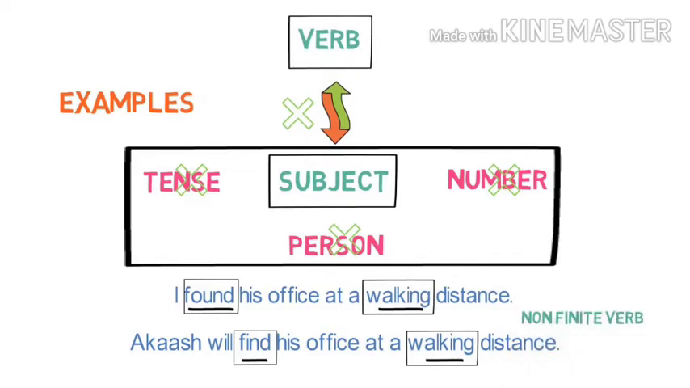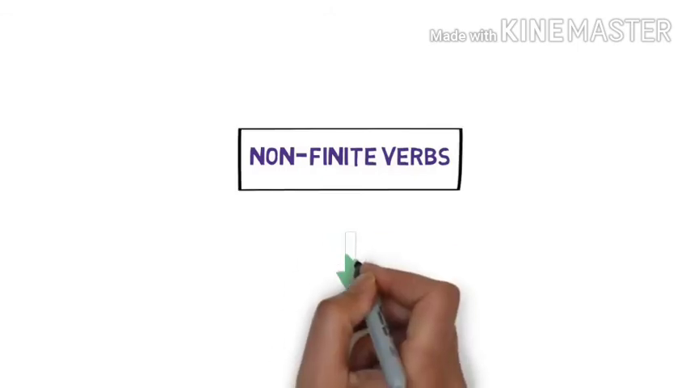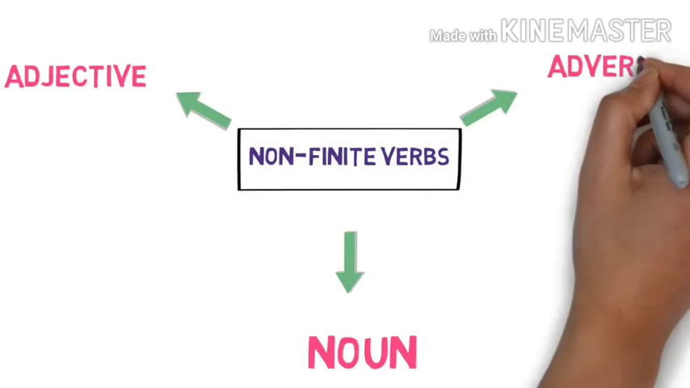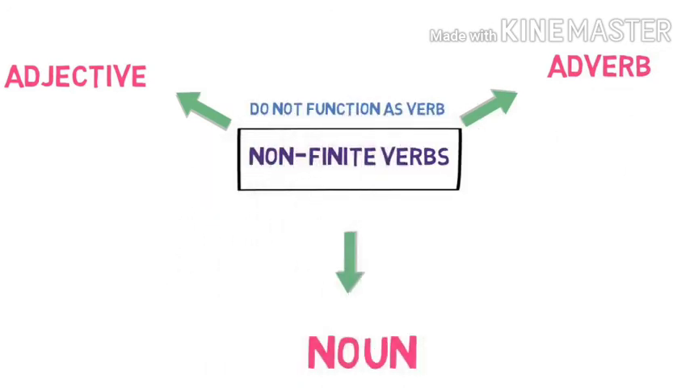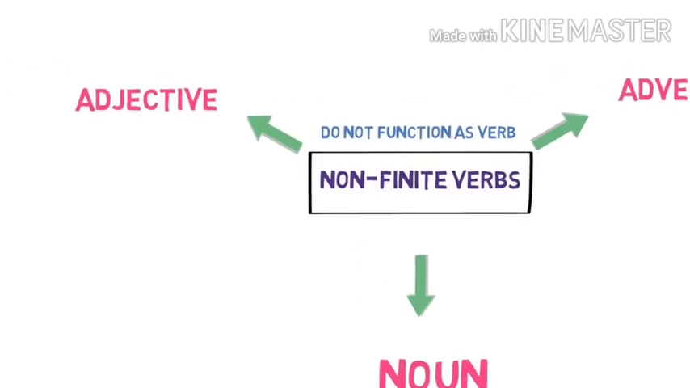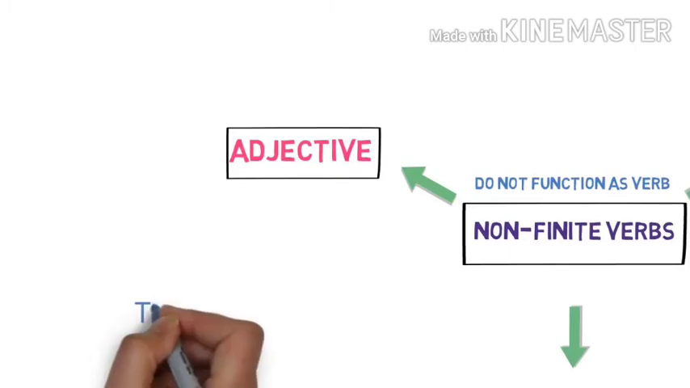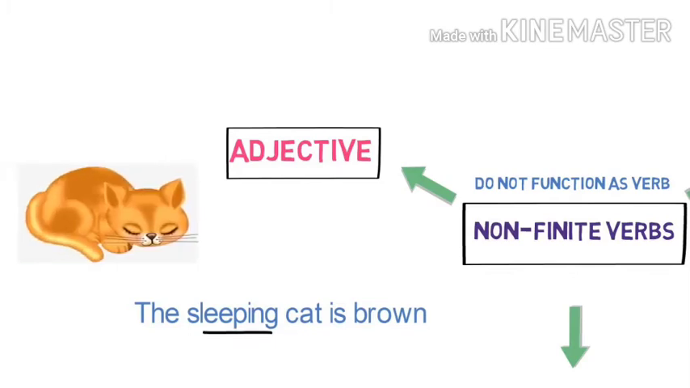Now that we are clear what non-finite verbs are, let's understand their usage. Non-finite verbs function as noun, adjective or adverb in the sentence. They do not function as verbs in the sentence, as we just understood. Now let's understand their functionality as an adjective with an example. The sleeping cat is brown. Here, sleeping functions as an adjective in the sentence as it is describing the cat.